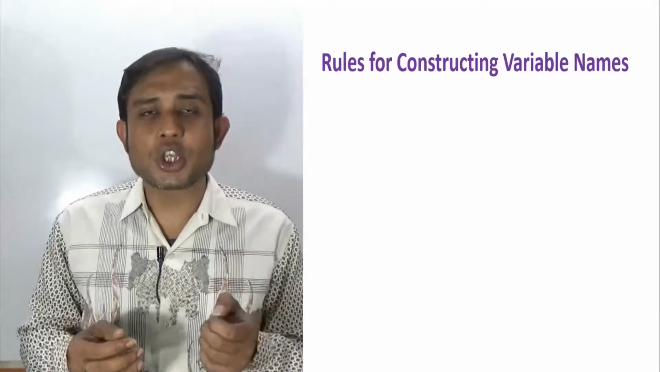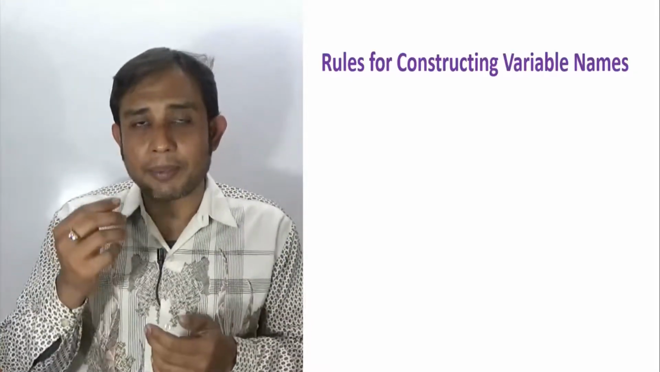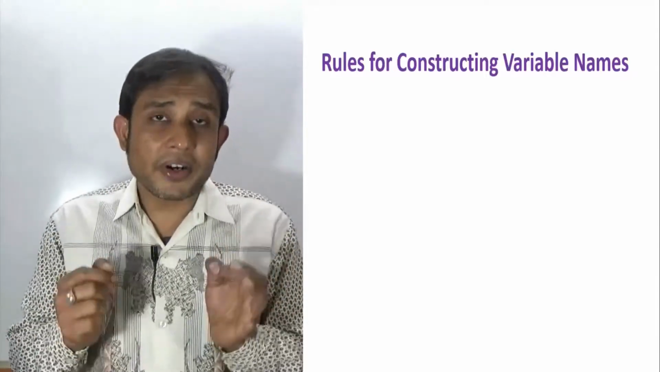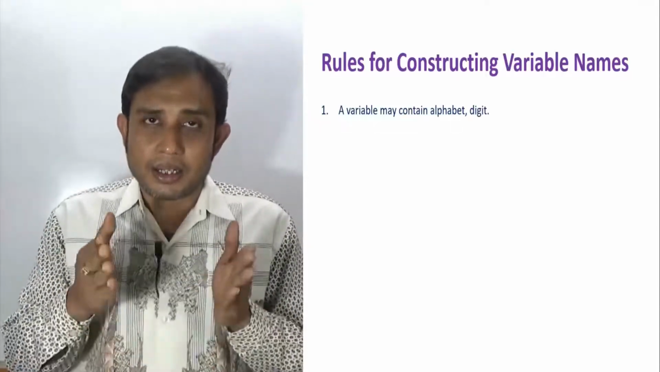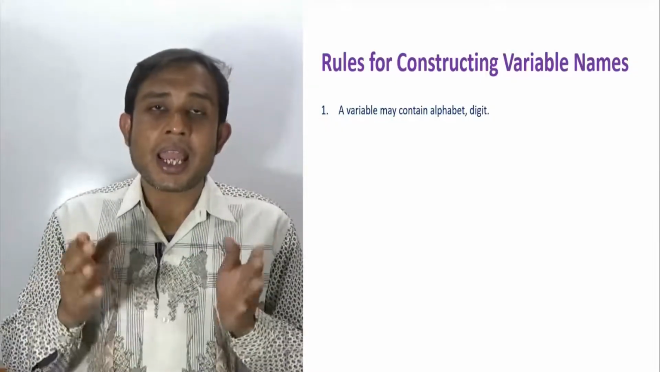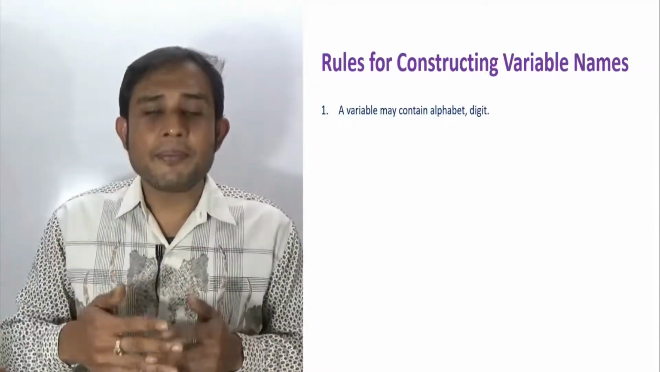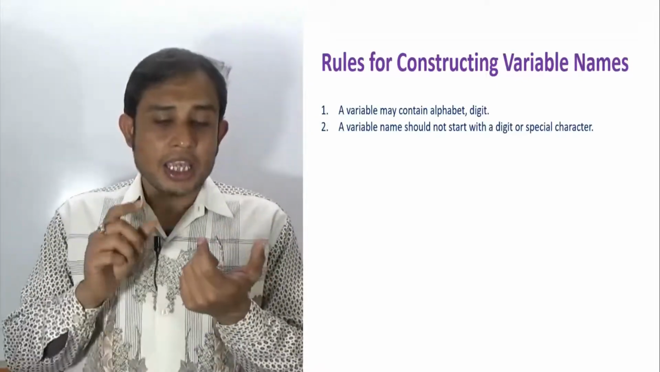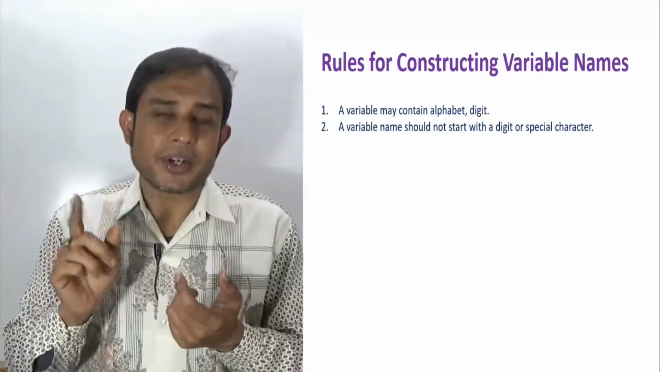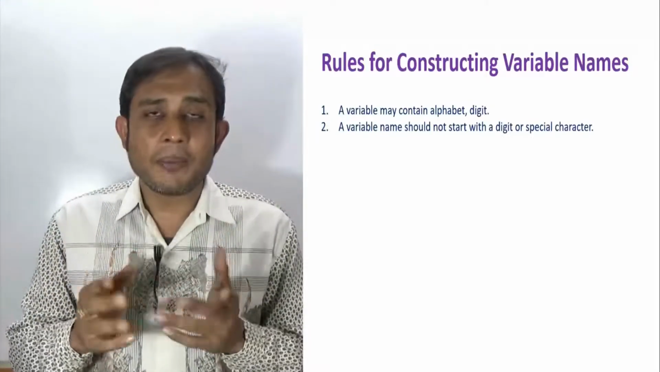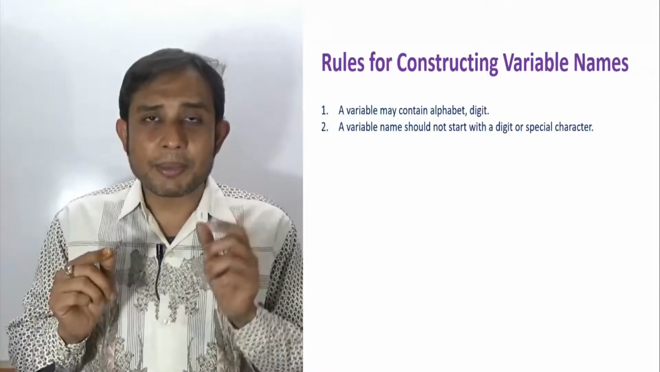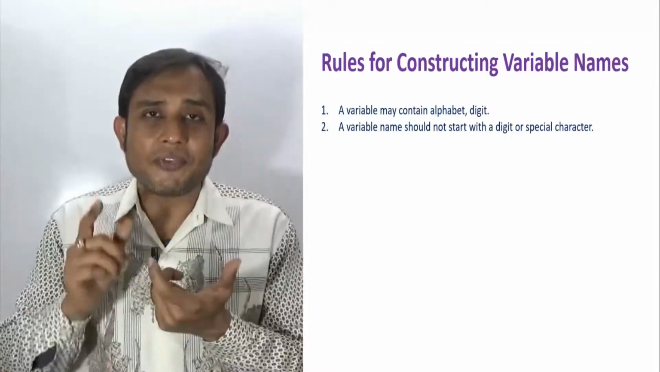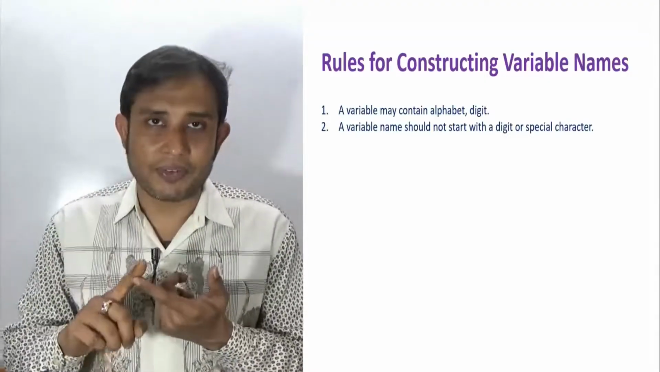And the basic rules or protocols for naming a variable within C programs are like this. Every variable may contain alphabets or digits. Next, the variable name never starts with any digit or special character. It means A2 is a perfect naming of a variable, but if we write 2A, it starts with a digit, not an alphabet, so it becomes wrong. So every variable name must start with an alphabet.